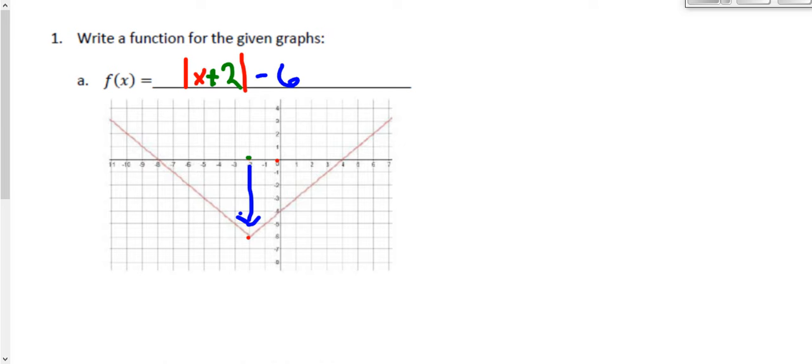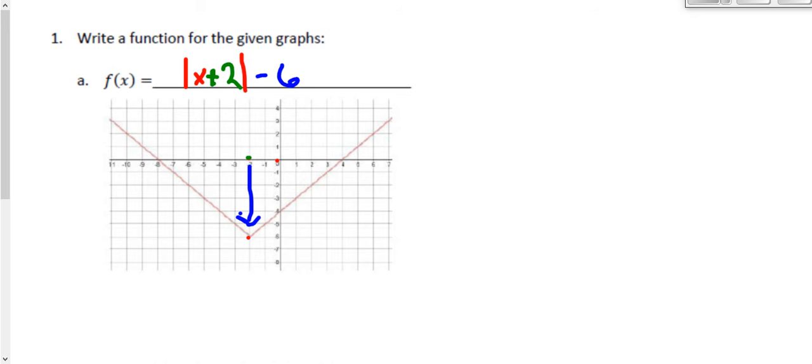Now the other thing I want to check for, those are the obvious moves. The other thing I want to check for is if this graph has been flipped upside down, but the absolute value function is V-shaped, and this is V-shaped, so it hasn't been flipped. It doesn't look like a mountain instead of a V. And I want to check to see if it's been stretched or compressed, so I can compare the pattern happening in this graph to the pattern I would expect to see for an absolute value function.